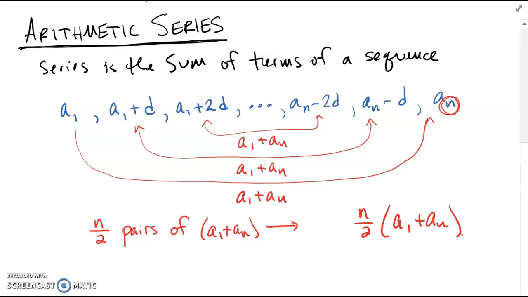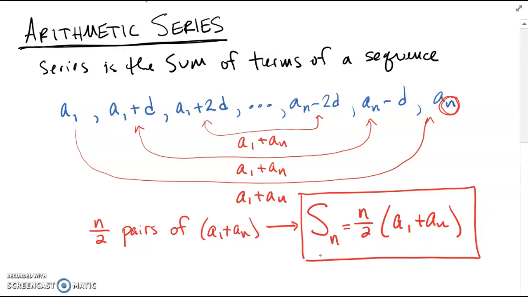All right, and so the notation we're going to use for this, since it's a sum, is a capital S with the subscript of n. So that's the way to say, hey, what's the sum of the first n terms of an arithmetic sequence? And again, this is the formula. This only works for arithmetic series. And that's really the first part of today, is to learn this formula.